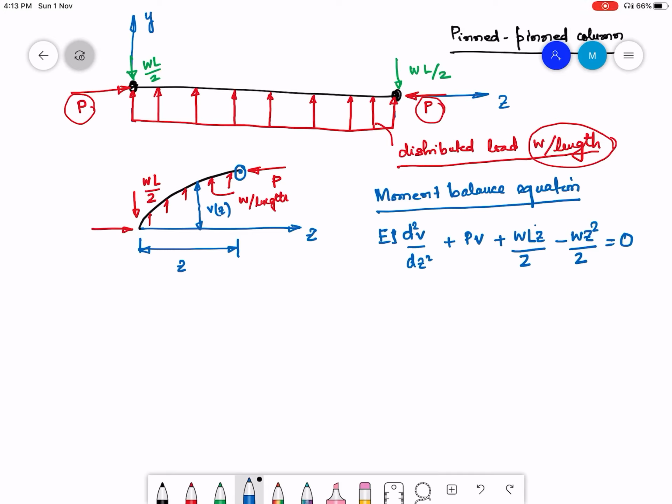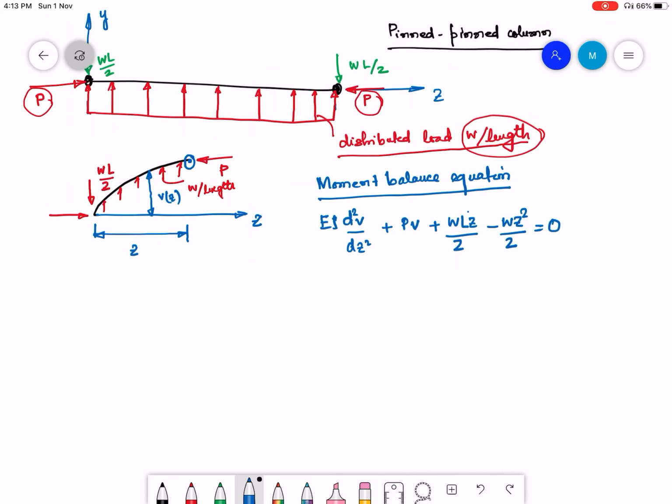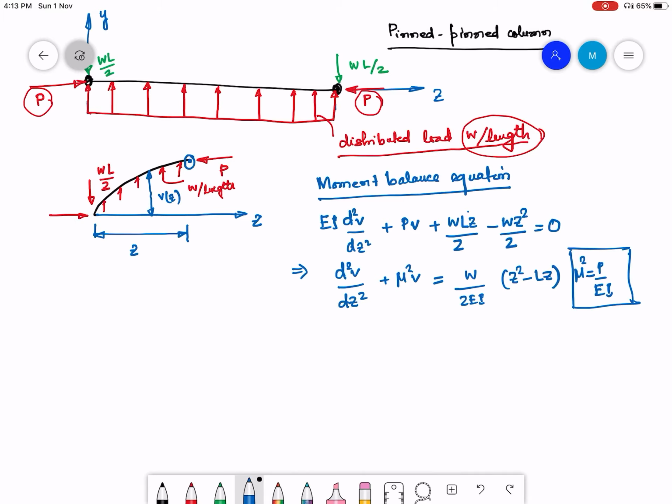If I write them in a neater form, this is going to be d2v by dz square plus mu square v equals W by 2EI times z square minus Lz, where mu square is P by EI as before. We have used this convention earlier as well.